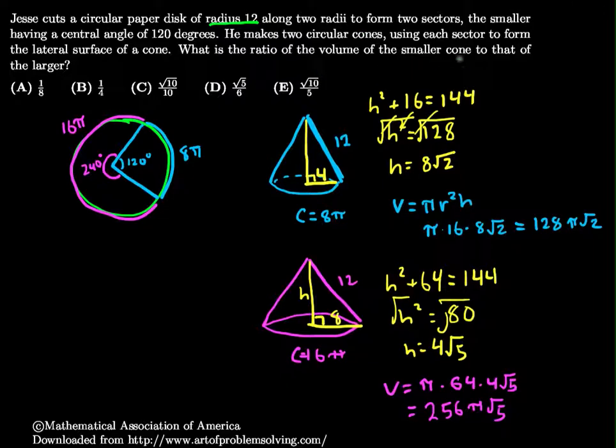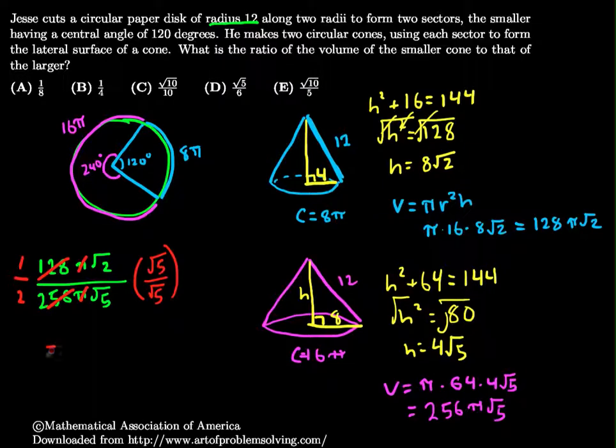And now let's finish it off. What's the ratio of the volume of the smaller cone to that of the larger? So I have 128 pi root 2 divided by 256 pi root 5. I can see right off the bat, the pi's cancel out. 128 divided by 256 is 1/2. And the last part of this, I don't like roots in the denominator if I can avoid them, so I will multiply by the square root of 5 over the square root of 5, which will give me the square root of 10 divided by 10, which is C.